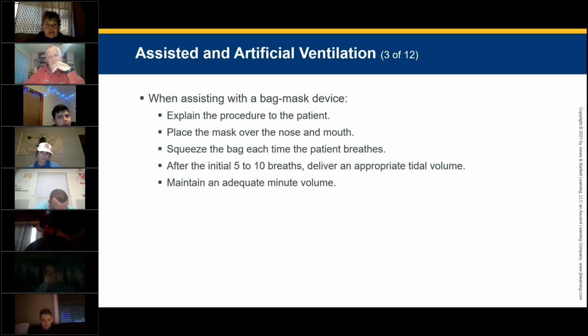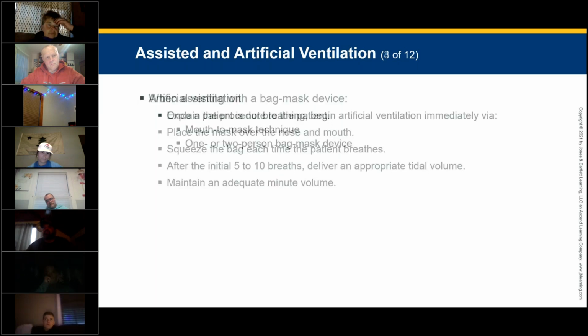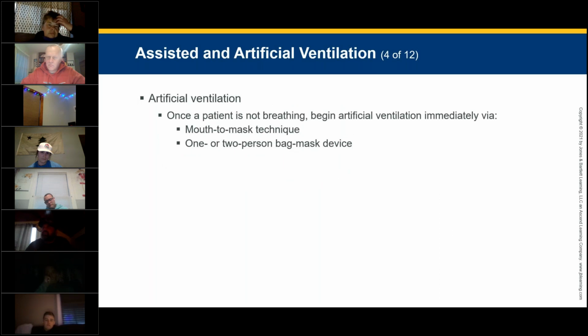So if these patients are breathing on their own, you're trying to match exactly what they're doing. You don't want to breathe faster than them. You don't want to breathe slower than them. You've got to kind of match their inspiration and exhalation. Once a patient is not breathing, begin your artificial ventilation immediately. And you can use a mouth-to-mask technique, or you can use a 1 or 2 person bag mask device.